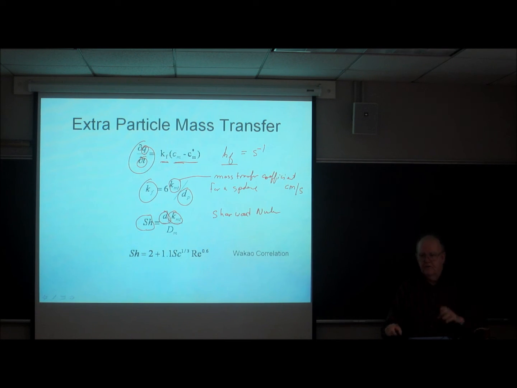It's really the ratio of how fast things are moving by convection relative to how fast they're moving by diffusion. If the Sherwood number is high, then transport is dominated by convection. If the Sherwood number is low, then the transport is dominated by diffusion.